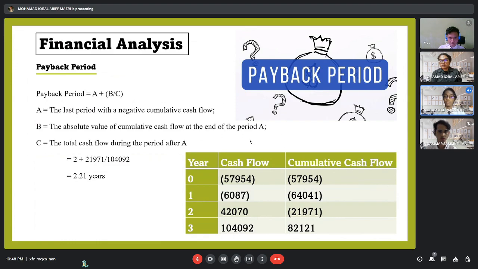So based on the table below, you can see that we start to receive money, we start to receive profit on the third year. So to calculate based on the formula on the left, we see that on the second year, we calculate the cumulative cash flow divided by the total number we receive on the third year. We can see that our payback period is 2.21 years.